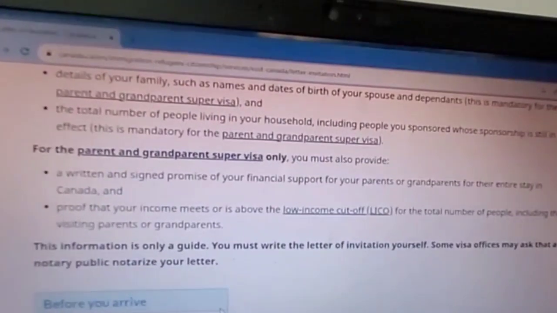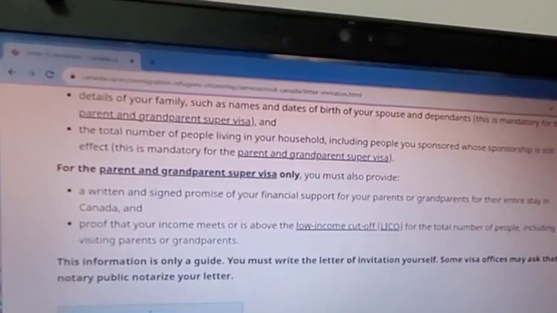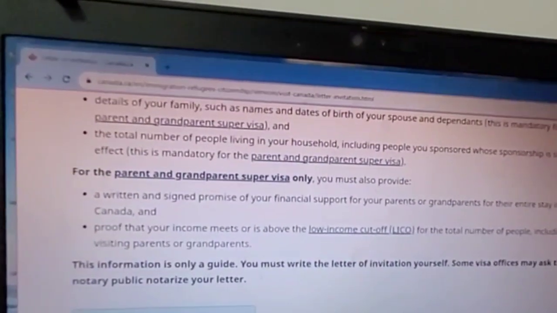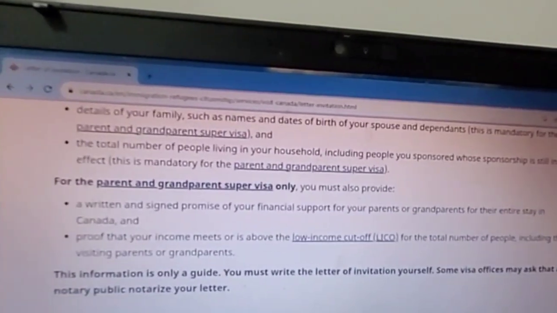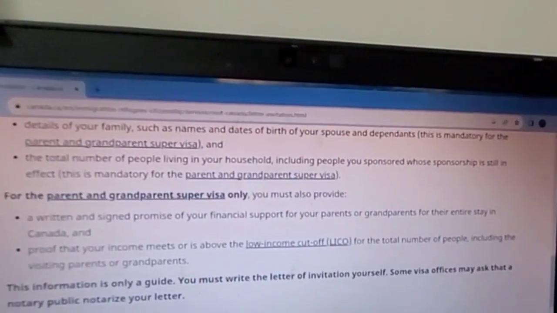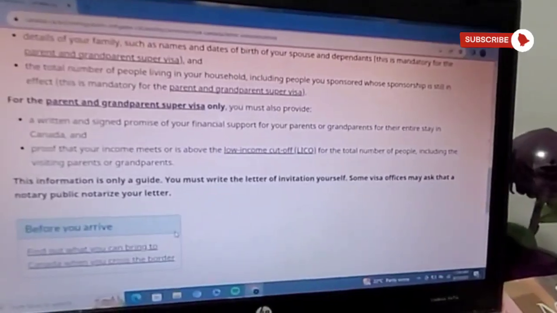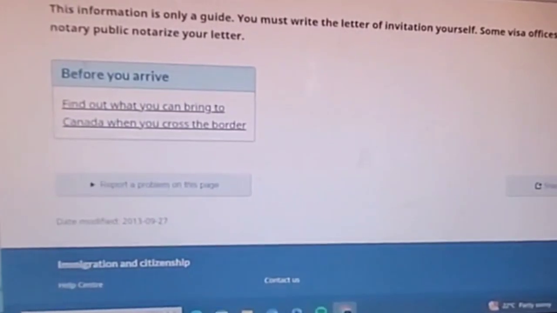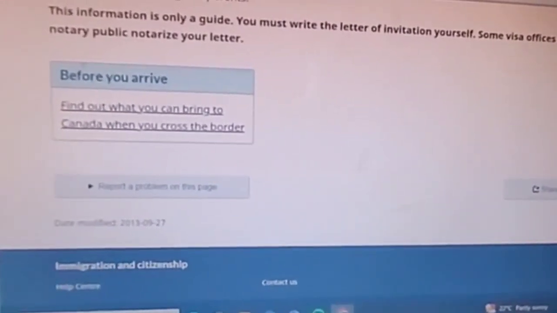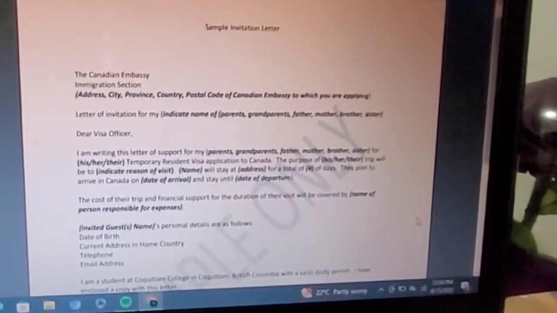So guys, remember this information is just a guide for you. You must write the letter of invitation yourself. Some visa offices may ask that a notary public notarize your letter. Sometimes they may ask for the letter to be notarized, sometimes they may not. But to be on the safe side, you can go ahead and get it notarized. Okay, I'm going to give you an example of what a sample letter looks like.